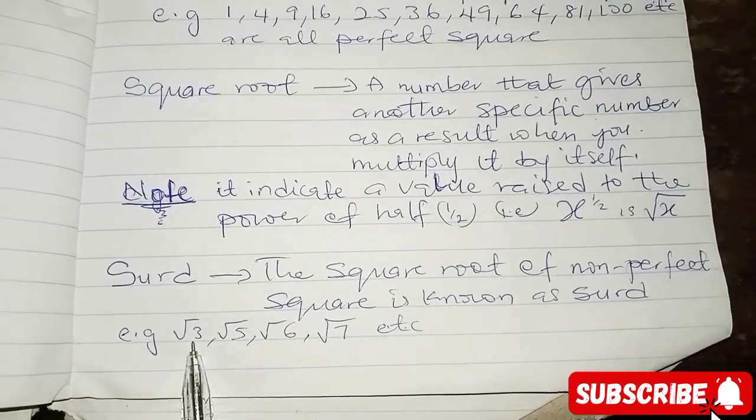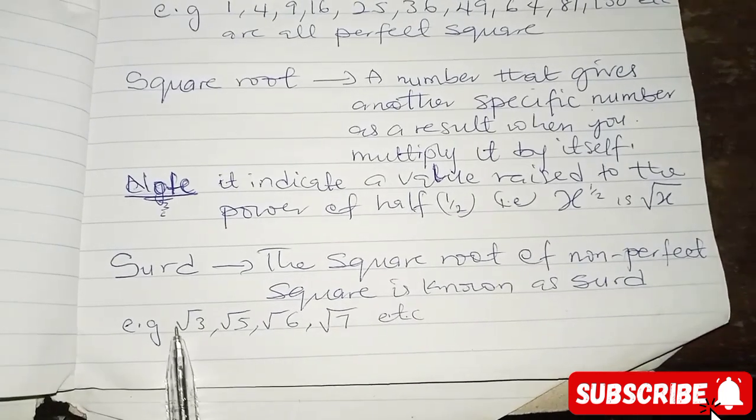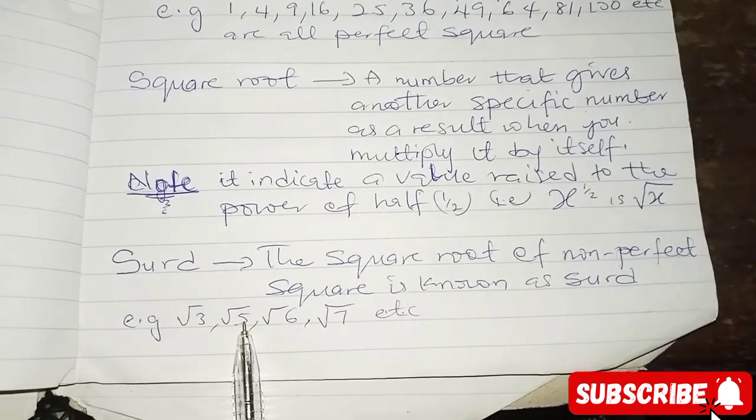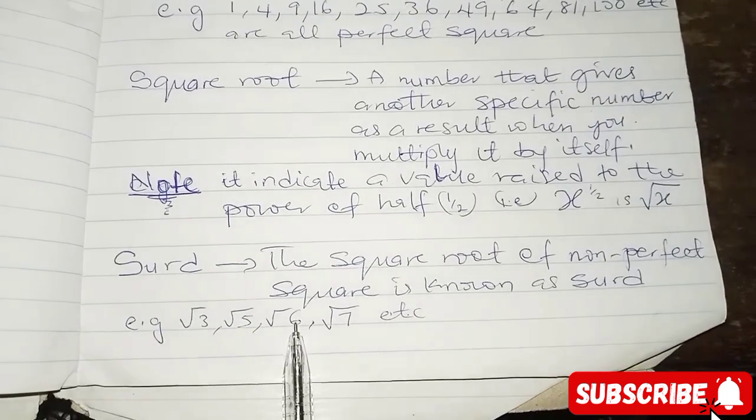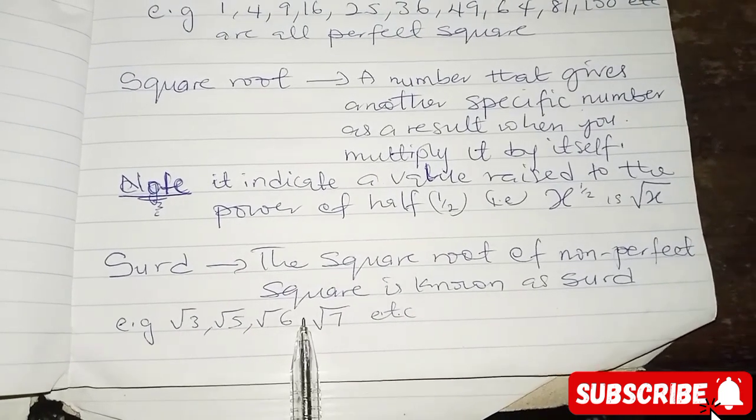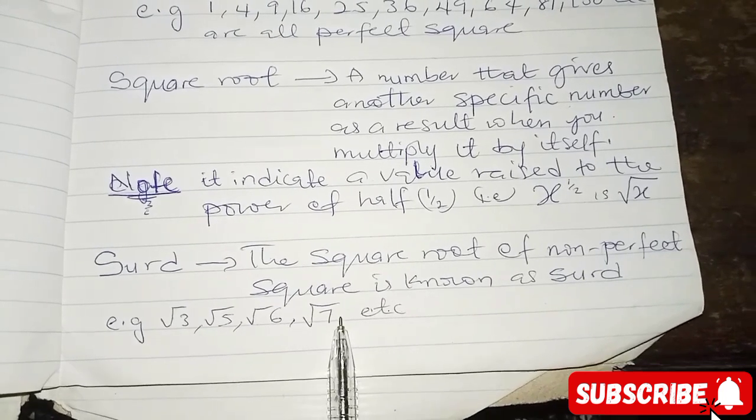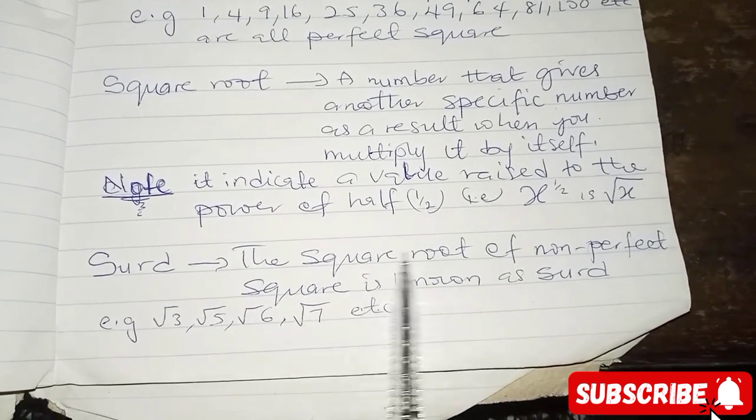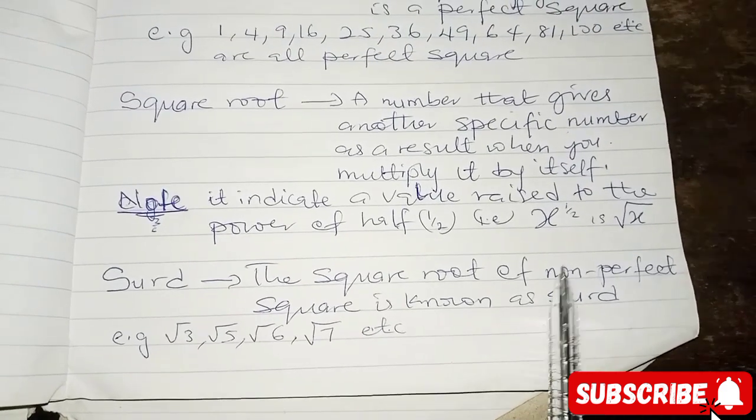Now we have the square root of 3. Because 3 is not a perfect square, this is a surd. Square root of 5, because 5 is not a perfect square, this is a surd. Square root of 6, because 6 is not a perfect square, we have surd 6. Then 7, because 7 is not a perfect square, we can call this surd 7. So the square root of a non-perfect square is known as a surd.